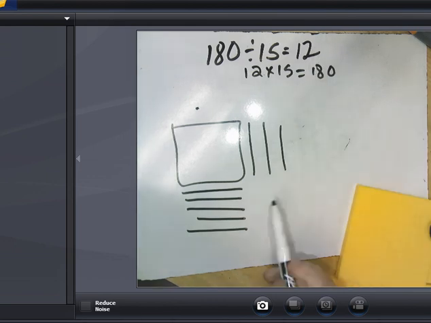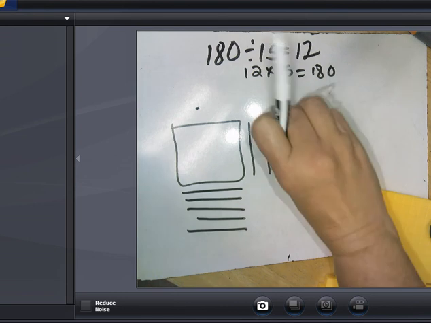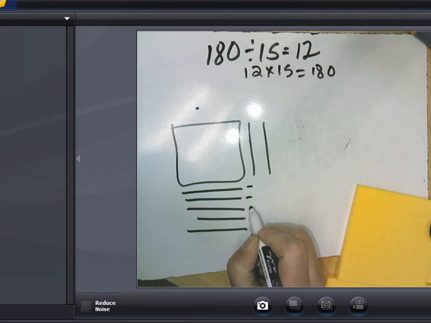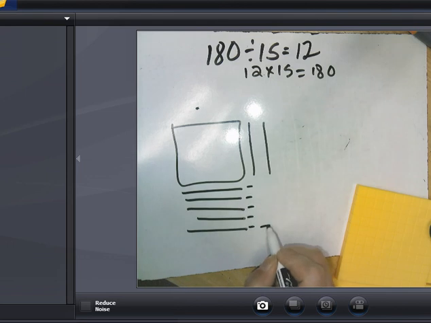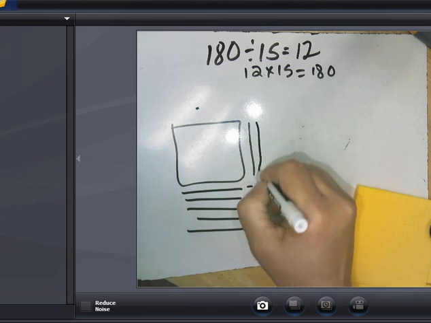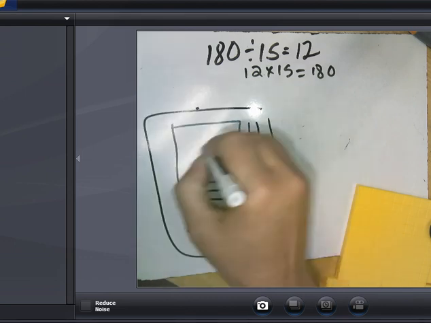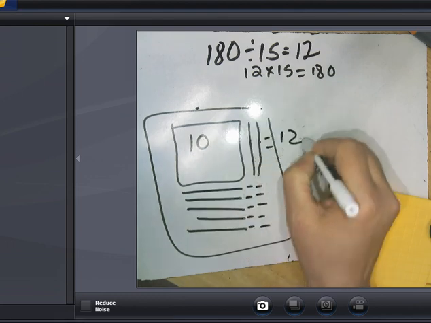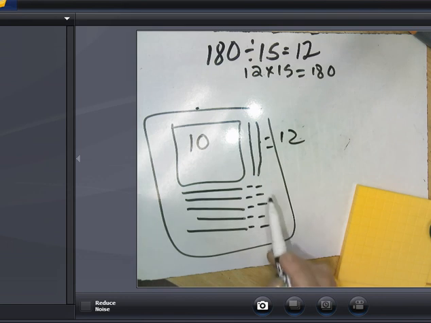So then I know I have to make those equal groups. So I have 10 here, so I'm going to put 1, 2, 3, 4, 5, 6, 7, 8, 9, 10. Move this over so I have a rectangle. I know I have 10 plus 1 plus 2, that equals 12 equal groups of 15. So that's what the picture will look like when you draw it, or if you see a picture, that's what it will look like.